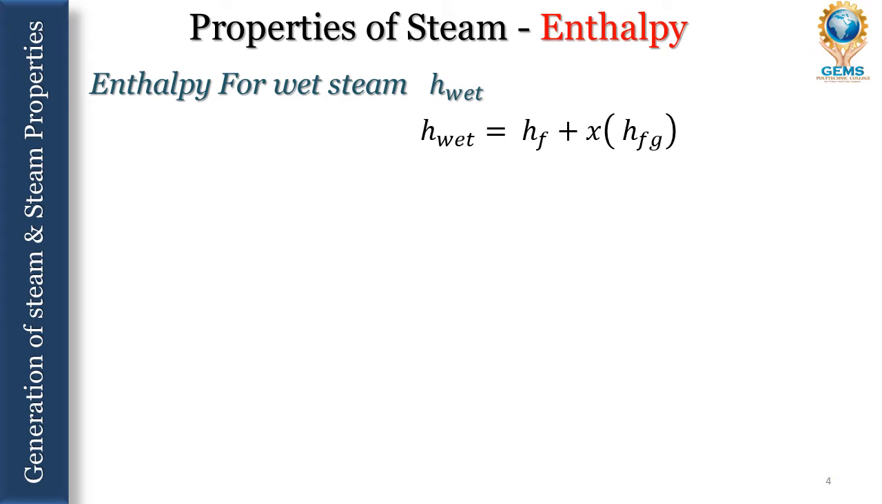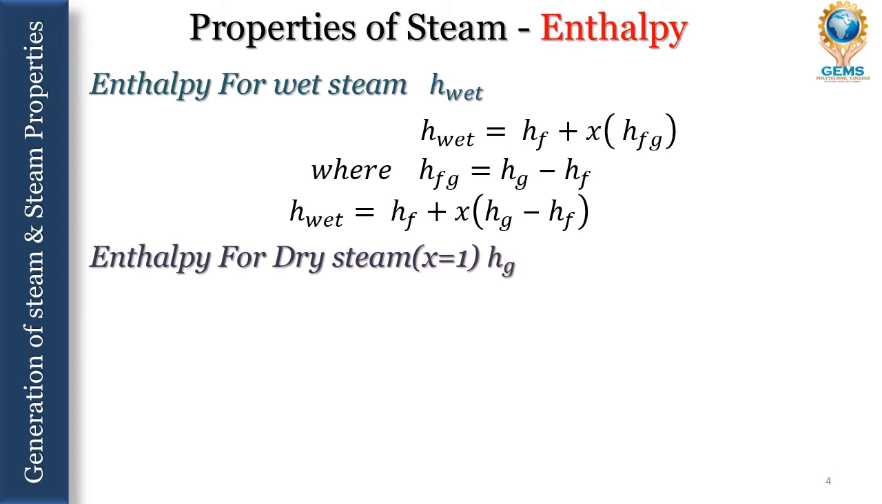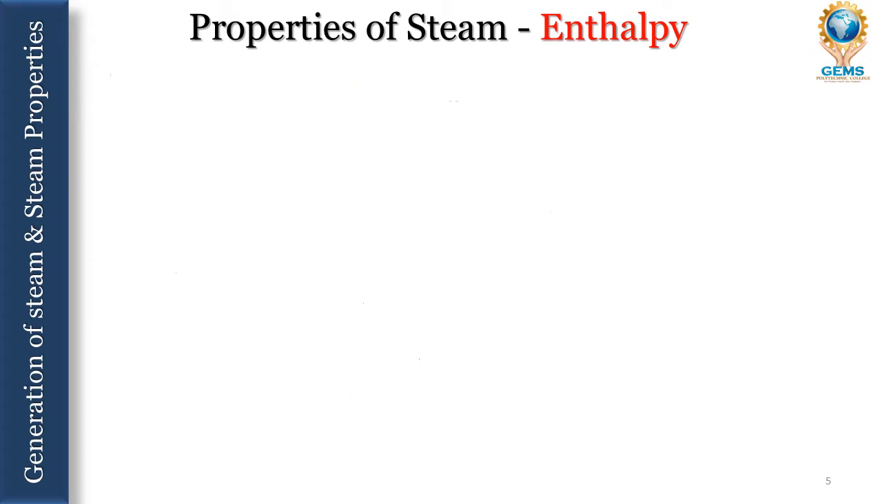Once again we see this explanation. The enthalpy of wet steam, H wet, is equal to Hf plus X into (Hg minus Hf). For enthalpy of dry saturated steam, X equals 1, so by applying X equal to 1 we get H equal to Hg. Now we'll see the enthalpy for superheated steam.